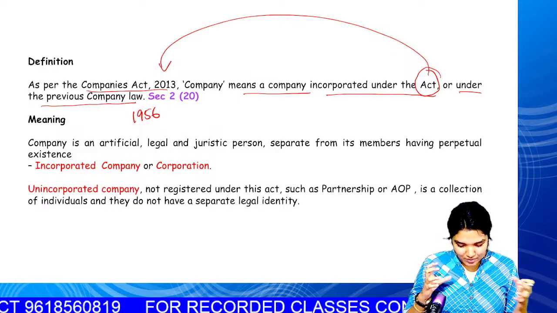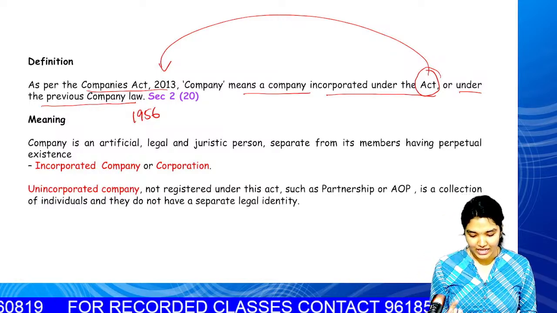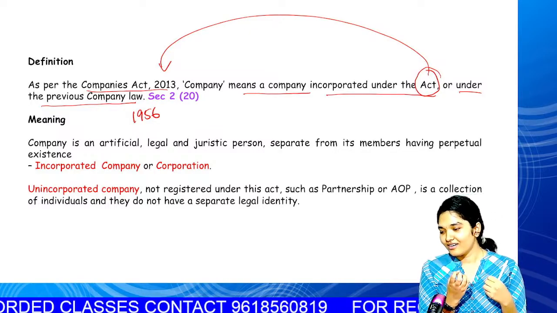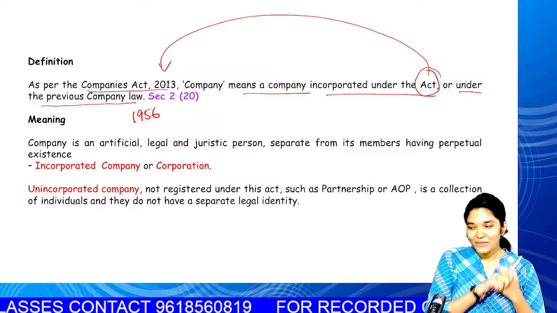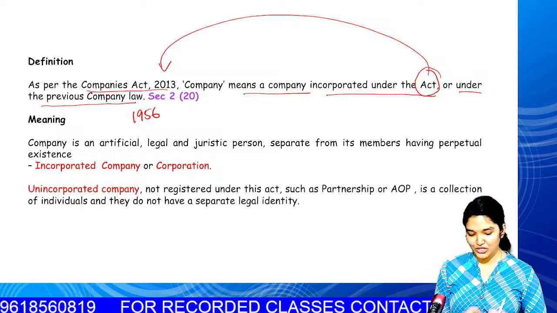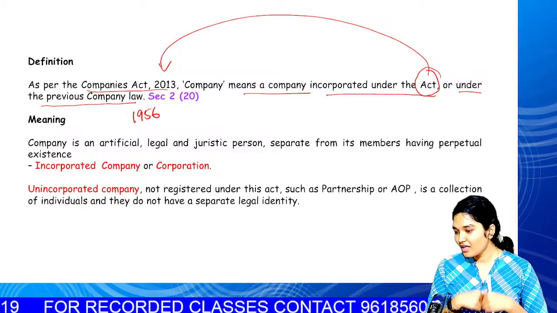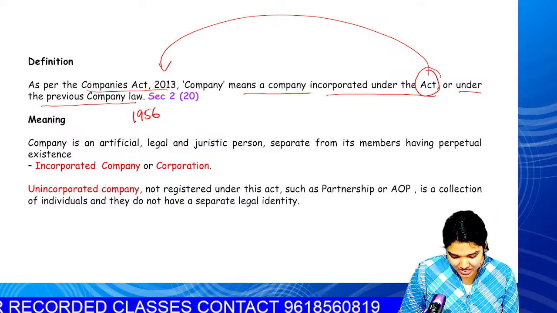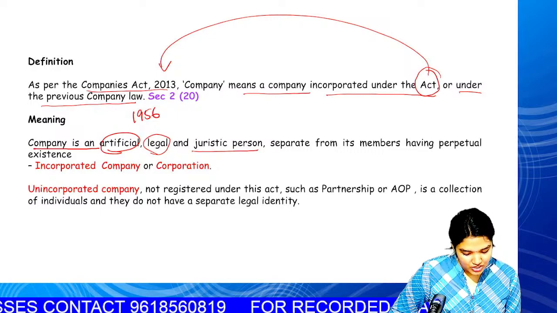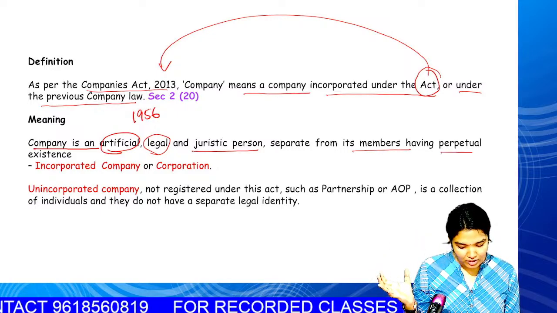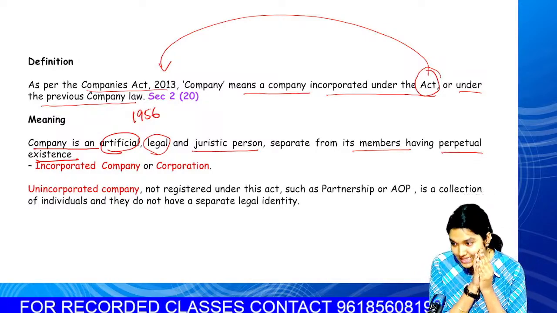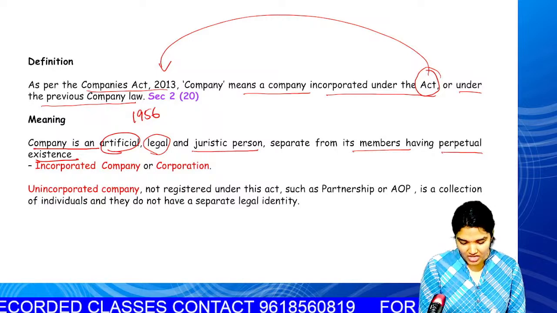But the main meaning of the company is an artificial, legal, juristic person. A company can't breathe. A company can't get into romantic relationships and all that stuff. But a company can act on behalf of all these human beings as an artificial legal juristic person which can run the business activities. So the company is an artificial, that means not a natural person, legal and juristic person separate from its members, having perpetual existence. Perpetual existence means forever, it can continue forever. That we will learn in detail in the features of the company.